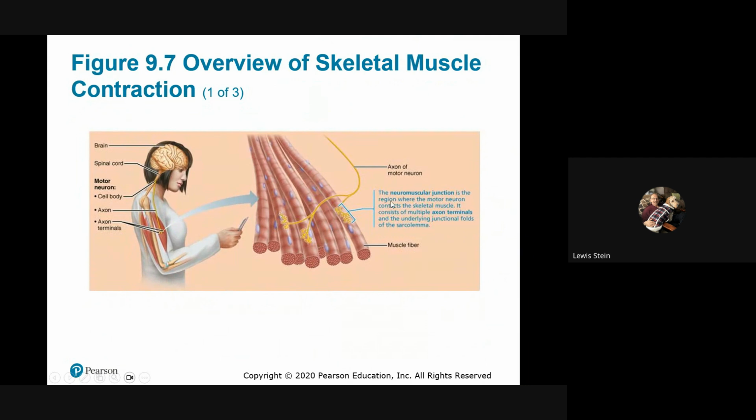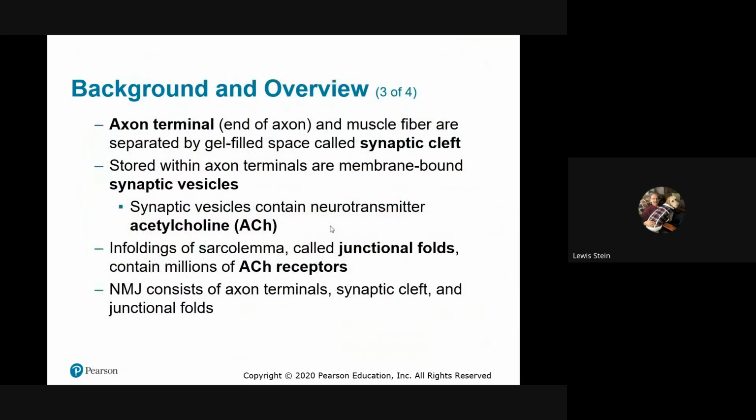They describe it, and it's hard to read this even for anybody, much less me. It is the region where the motor neuron contacts the skeletal muscle. It consists of multiple terminals and the underlying junctional folds. You're going to see what I tried to draw on the board, and the illustrations I'll be sending try to show you this. So it ends, and the spot where they contact each other, they contact, but they don't. There's a space. We talked about the joint space. That's what's called a finite space. This is much tinier. Thousands of these would probably fit in a joint space.